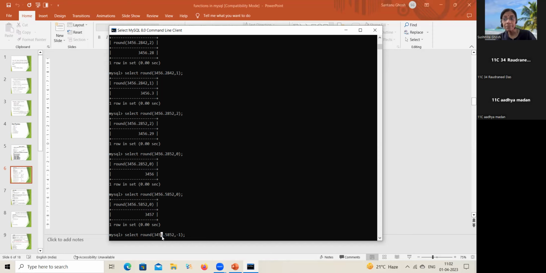Am I clear? 3,450 or 60, 3,400 or 3,500, 3,000 or 4,000. When I say 3,000 and 4,000, I am rounding off to thousands. 3,400 or 500, I am rounding off to hundreds. 3,450 or 60, I am rounding off to the tens place.